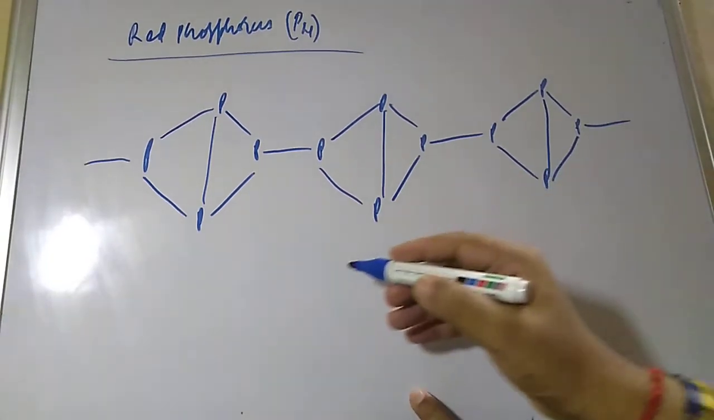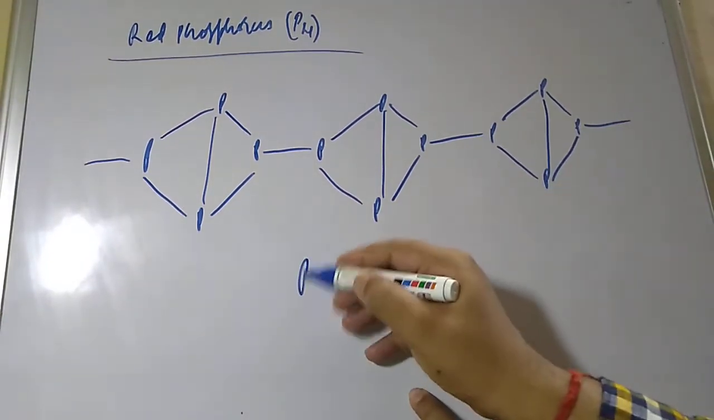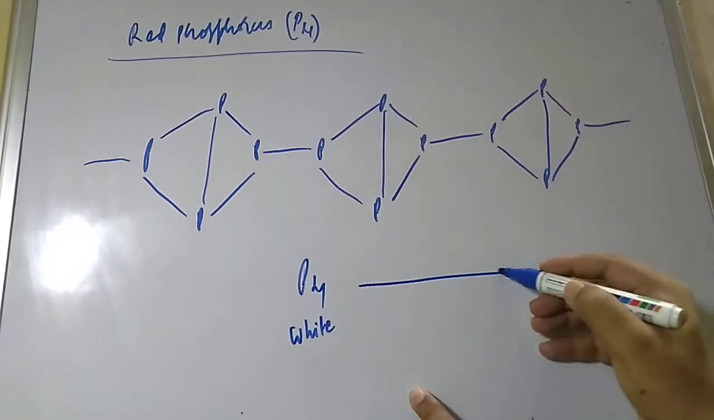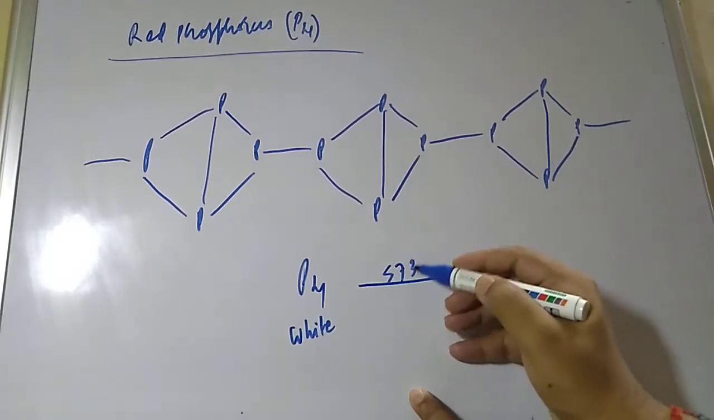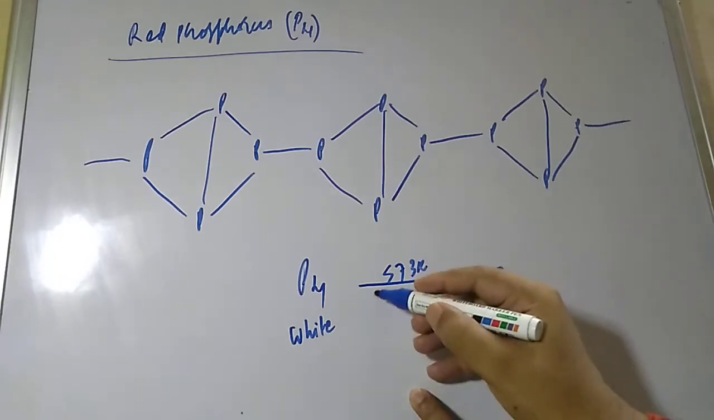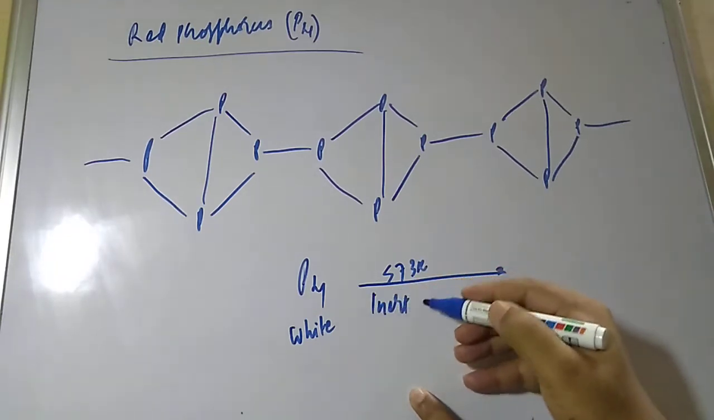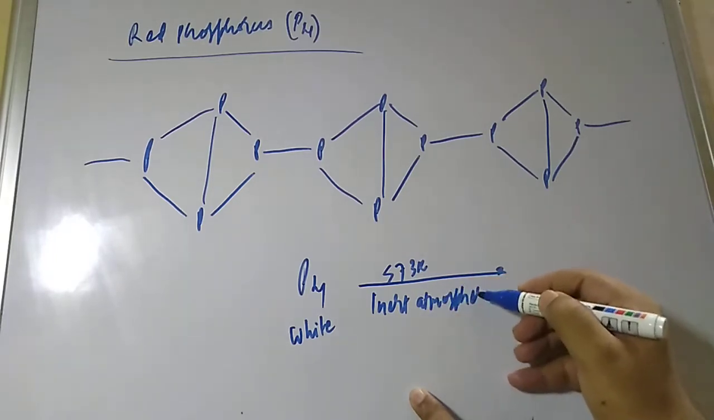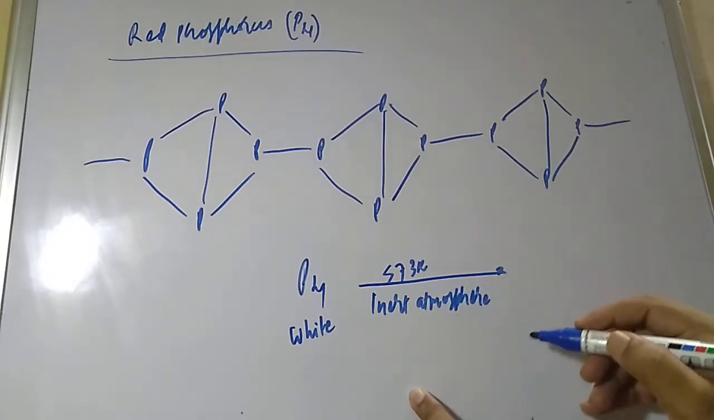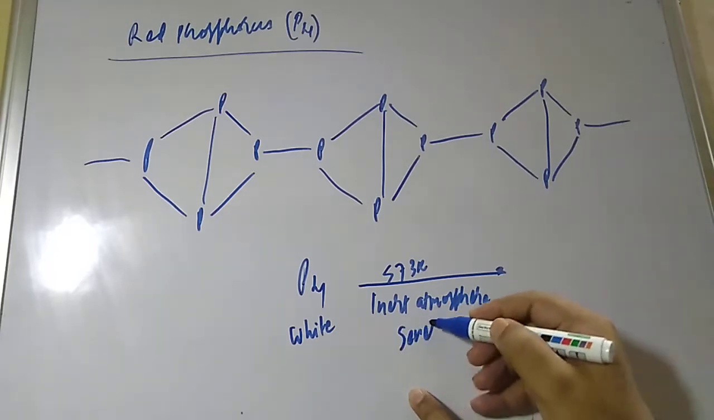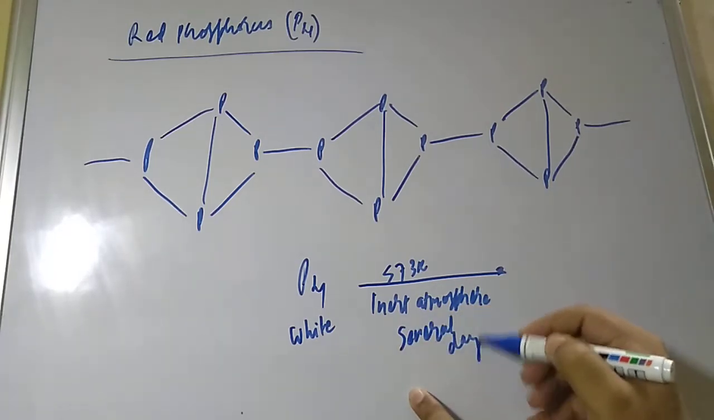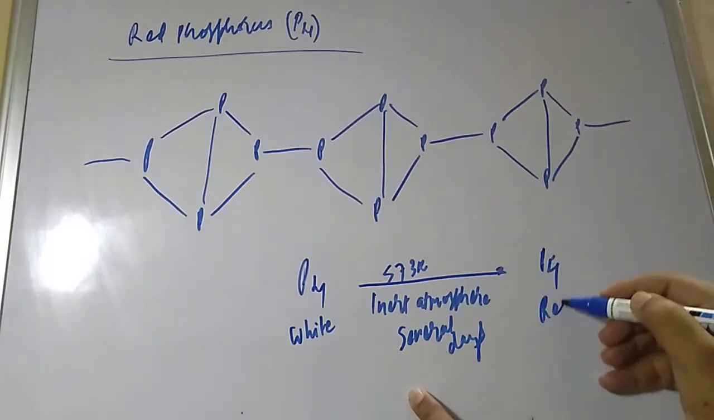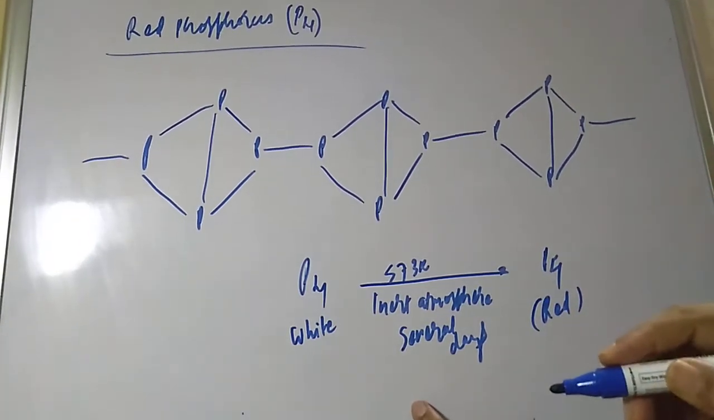How to obtain this? If you take P4, white phosphorus, and heat this white phosphorus at 573 Kelvin in an inert atmosphere of CO2, maintaining the inert atmosphere for several days, not one day, several days, it will give P4, but this P4 will be the red phosphorus.